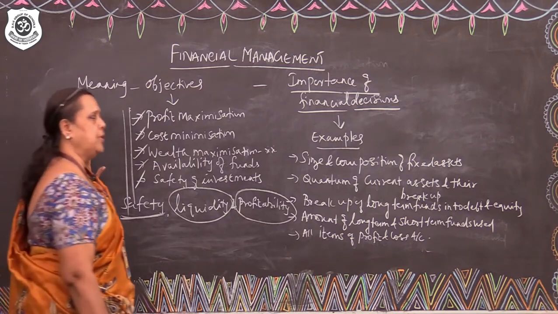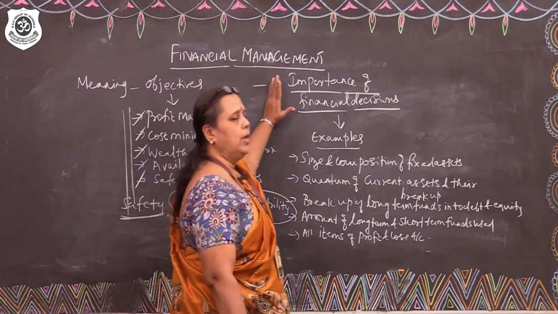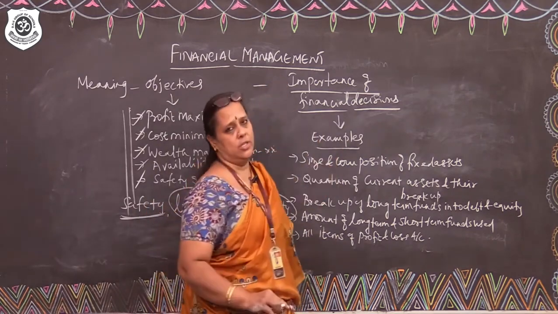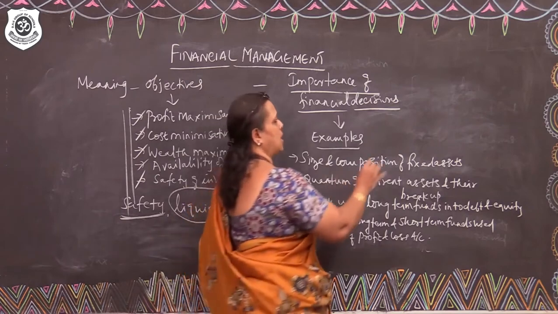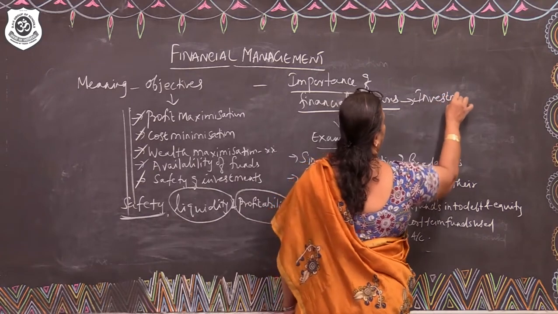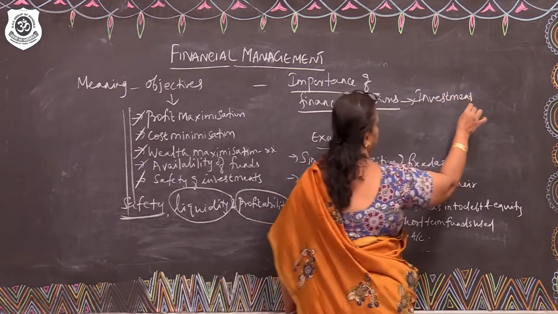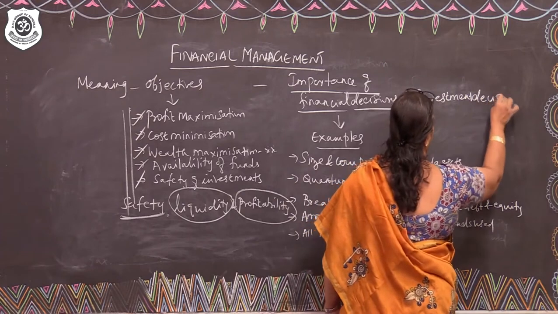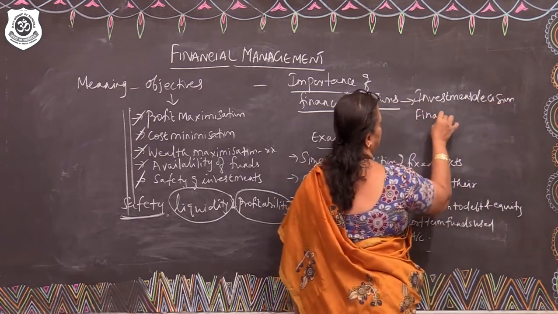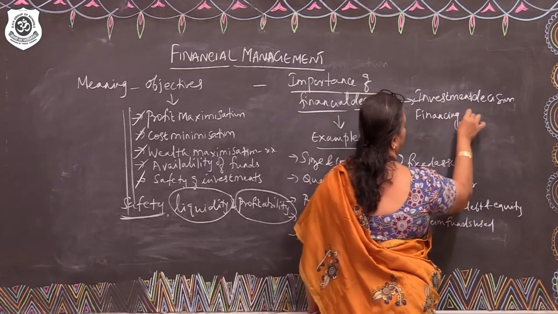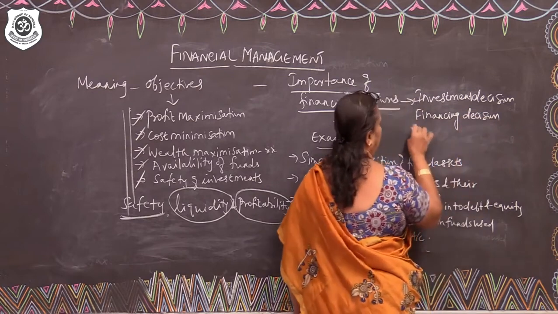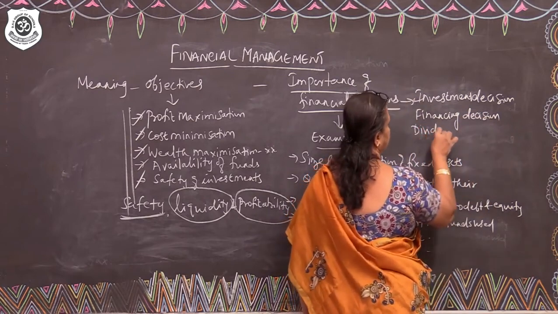Now, the finance manager will take three important decisions, which are called financial decisions. The three important decisions are investment decision, financing decision, and dividend decision.